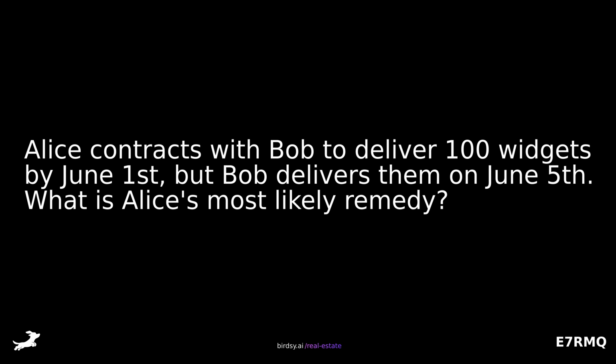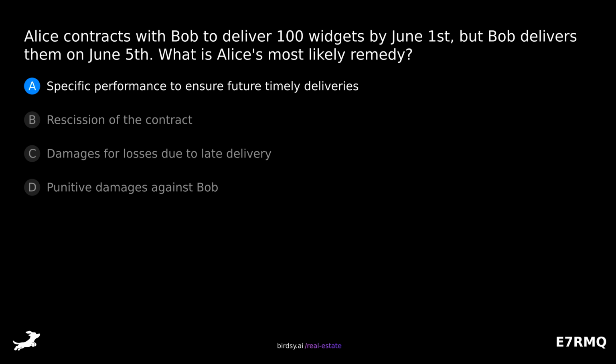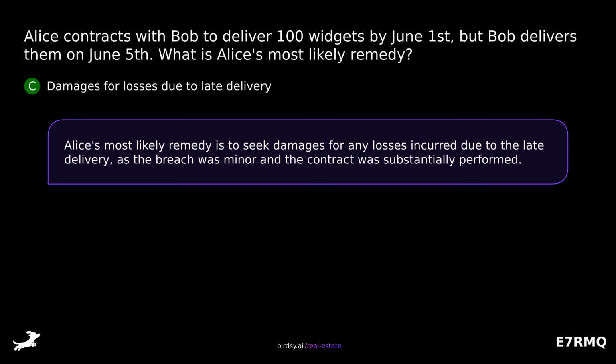Alice contracts with Bob to deliver 100 widgets by June 1st, but Bob delivers them on June 5th. What is Alice's most likely remedy? Is it A, specific performance to ensure future timely deliveries, B, rescission of the contract, C, damages for losses due to late delivery, or D, punitive damages against Bob? The answer is C, damages for losses due to late delivery. Alice's most likely remedy is to seek damages for any losses incurred due to the late delivery, as the breach was minor and the contract was substantially performed.